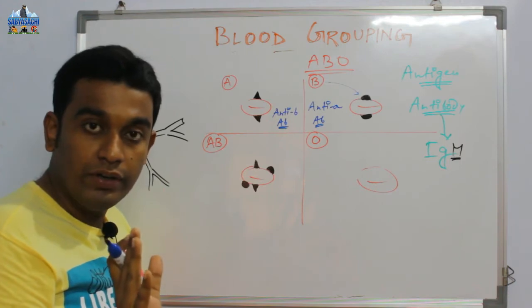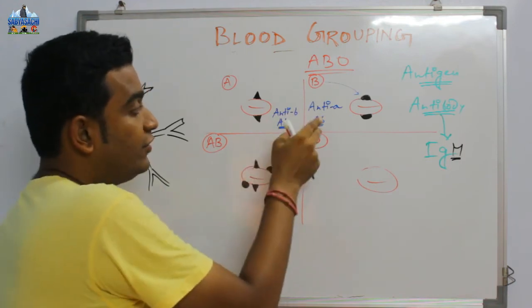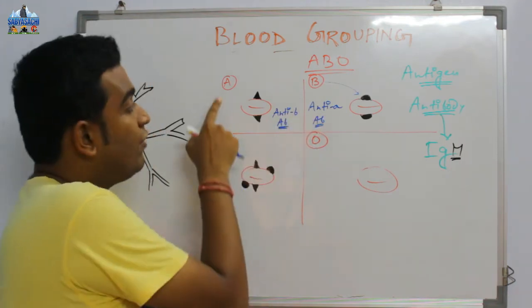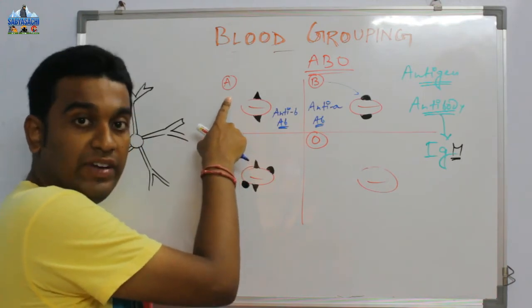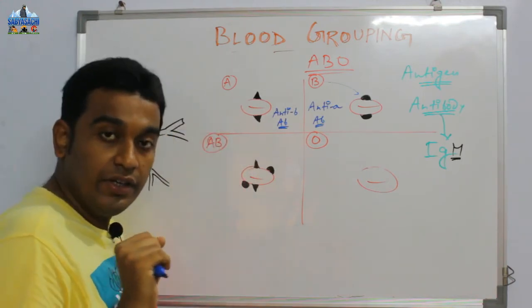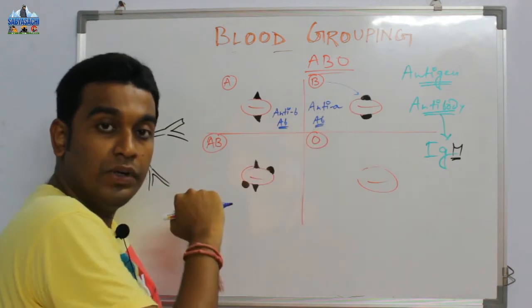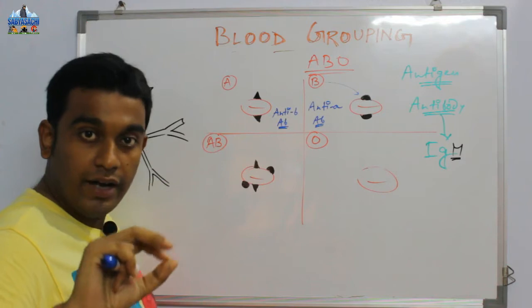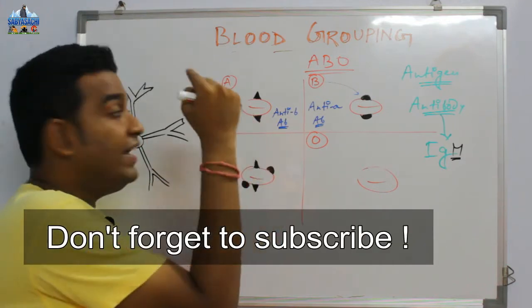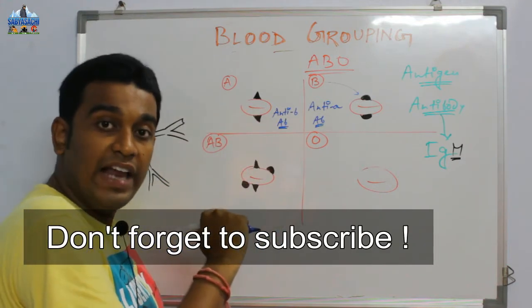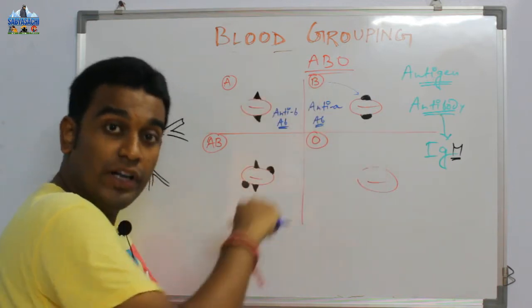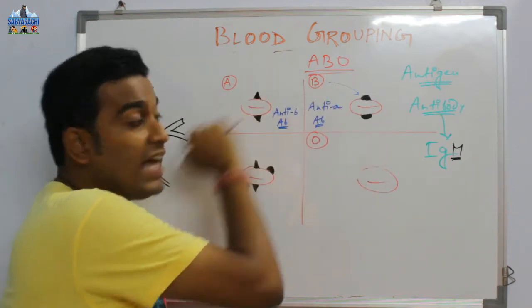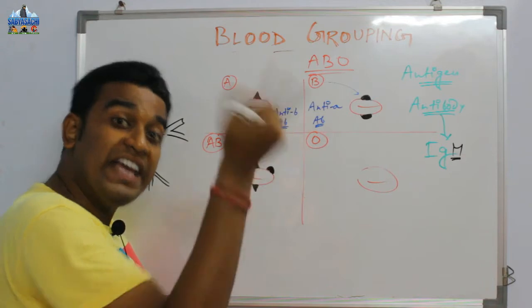Are you getting my point? See this difference. If you have A as a blood group, you will have A as an antigen. If you have B as a blood group, you will have B as an antigen. First part. Second, if you have A as a blood group, you will have B as an antibody. If you have B as a blood group, you will have A as an antibody.